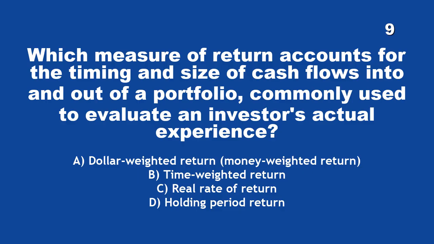Which measure of return accounts for the timing and size of cash flows into and out of a portfolio, commonly used to evaluate an investor's actual experience? Option A, dollar-weighted return, money-weighted return. Option B, time-weighted return. Option C, real rate of return. Option D, holding period return. The correct answer is A, dollar-weighted return, money-weighted return.